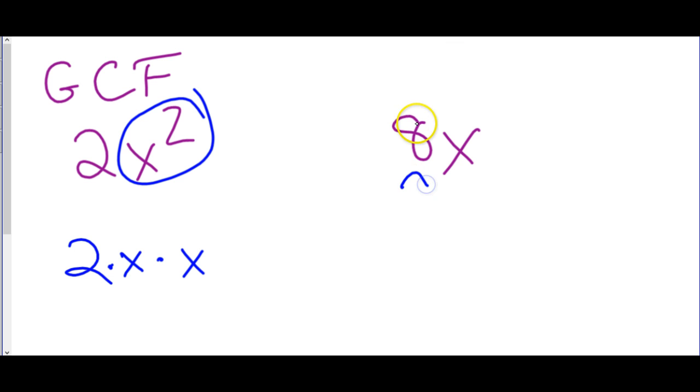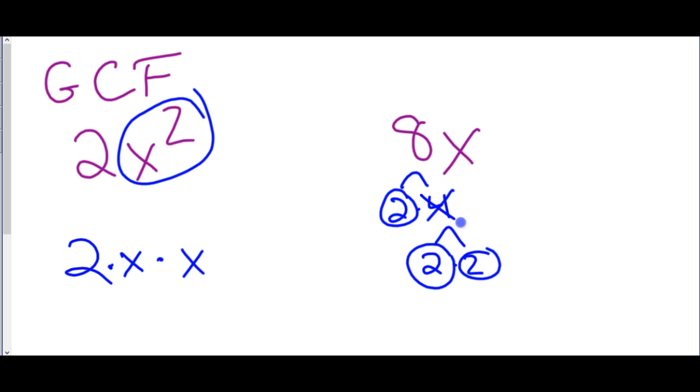8x we can break down. 8 is 2 times 4. 2 again, if we did it, would be 2 times 1, but we don't want a 1. Oh, I went too far. So we don't use the 2 times 1. 4 is 2 times 2. So we only use the ends of the branches. We're not going to use the 4 because it got broken down further. So that means we have 2 times 2 times 2, and then we also bring down the x.